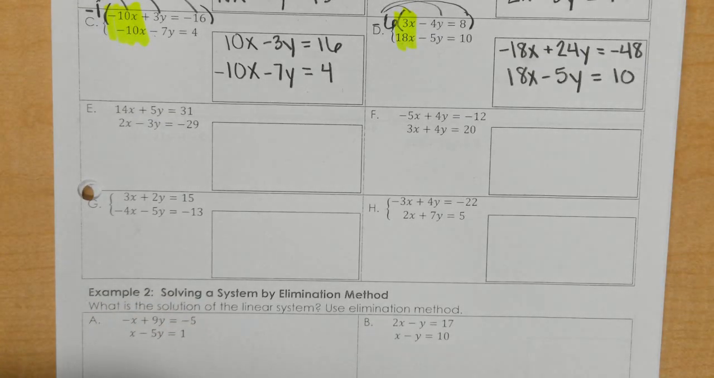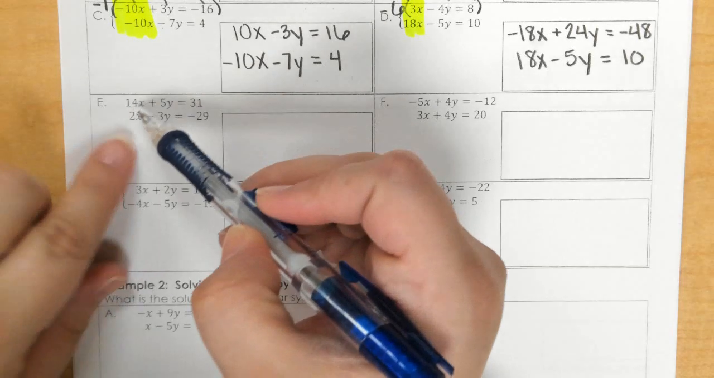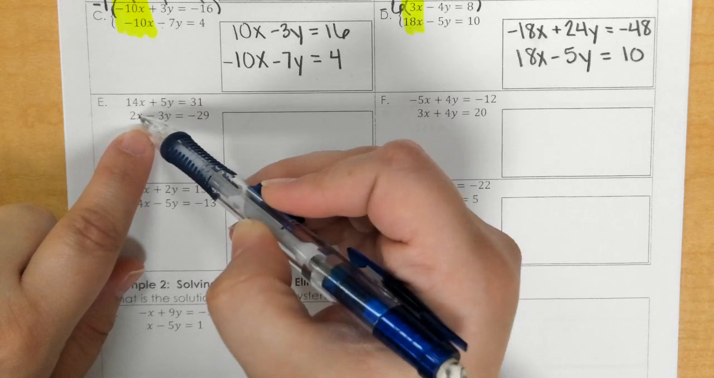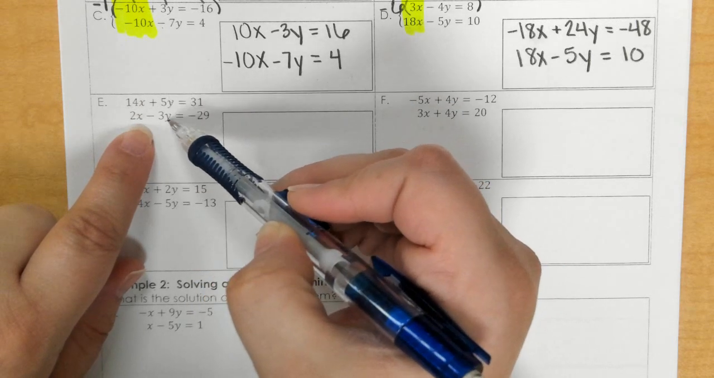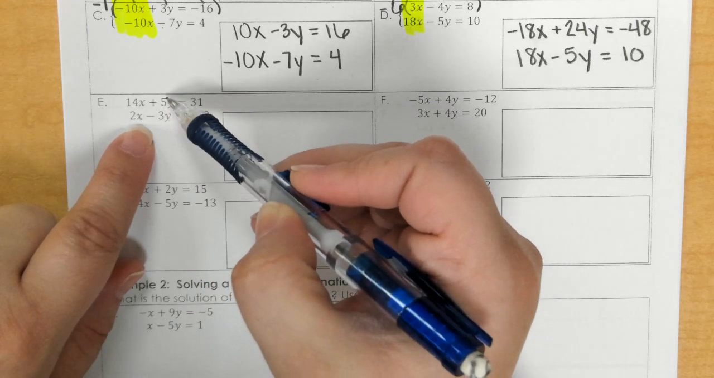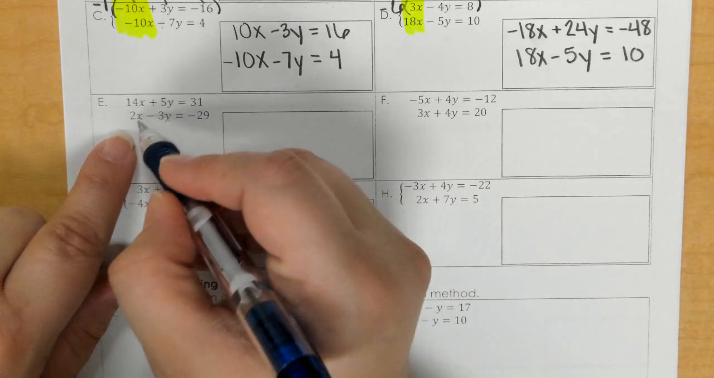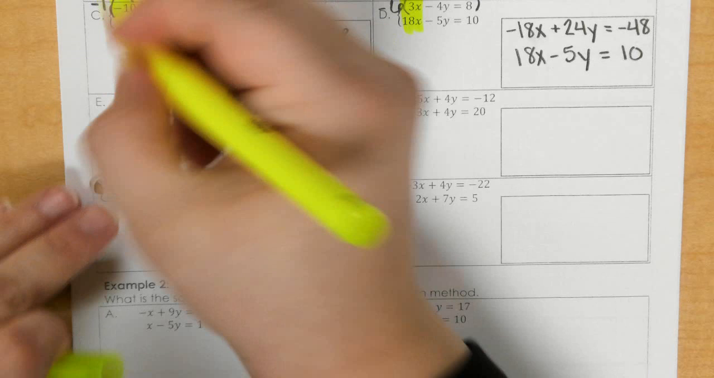Okay, for letter E, we're going to look at 14x and 2x. Okay, so those are not opposites. I can make opposites there. 5y and negative 3y, I can make these 15s, but that would be a little bit more work to do. So I'm going to concentrate on the x's.